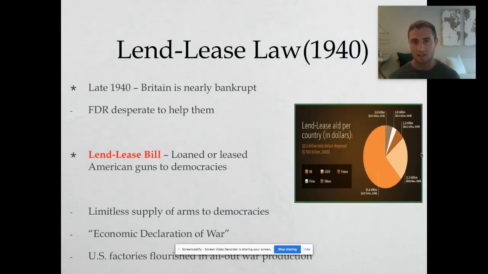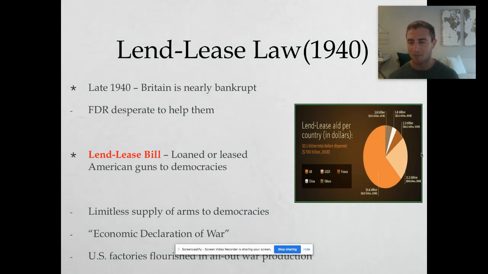Then comes Lend-Lease. Britain can't pay for things anymore. They're out of money. And if we're insisting they pay cash, then that's never going to fly. And so Lend-Lease is pretty much an economic declaration of war on Germany, because now FDR says that this is a situation where your neighbor's house is on fire. You need to loan them a hose to help put out the fire. And so that is our Lend-Lease bill, where now you can come and borrow or lease as many weapons of war as you want, Great Britain. And what this really means is an endless supply of weapons and money going to Great Britain to fight against the Nazis.